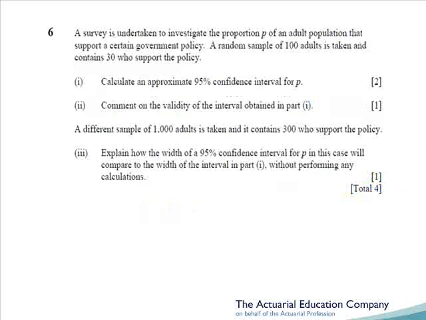Question 6 tests confidence intervals on a single binomial. For students that have attended tutorials or watched the online classroom, they'll be aware that the key word is proportion, which tells us that we're doing a confidence interval on the p from a binomial p. And part 1 asks us to calculate an approximate confidence interval, so we'll be using that normal approximation formula.